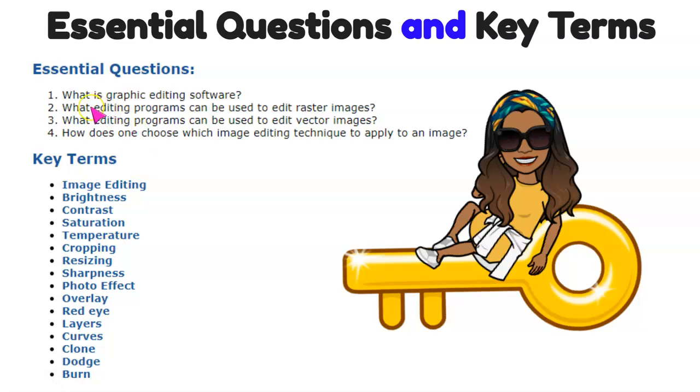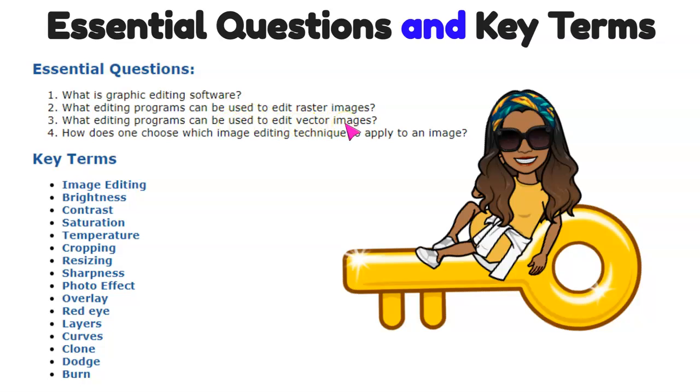Let's take a look at the essential questions. So these are questions that you should be able to answer by the end of the module. The first one is, what is graphic editing software? So there are going to be some different editing software within this module that you're going to be using, such as Pixlr and PicMonkey. But there are other graphic editing software that you may already use or that you may be familiar with. Number 2 is, what editing programs can be used to edit raster images and also vector images.